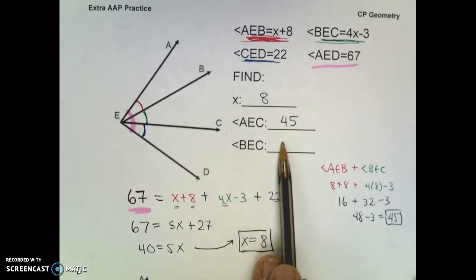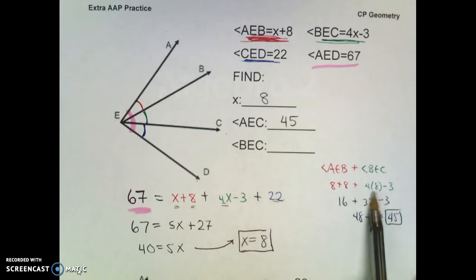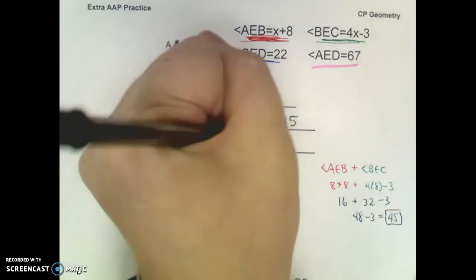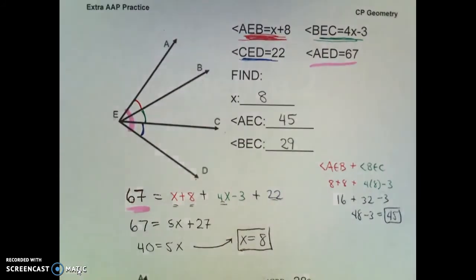And BEC, while we're talking about it, we already figured it out technically. It's just going to be 32 minus 3, so that's going to end up being 29 for our first problem.